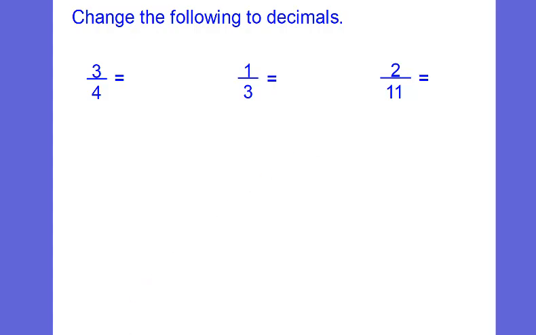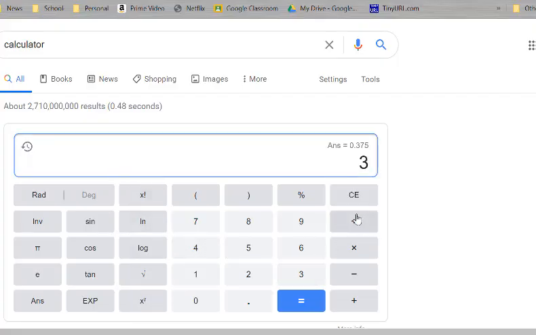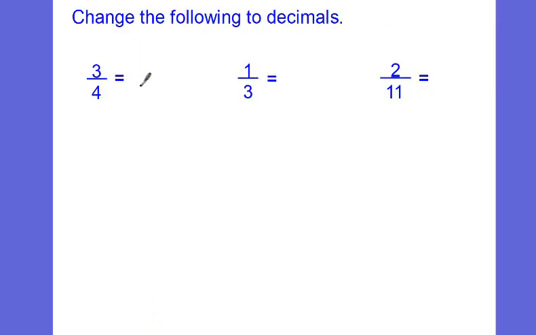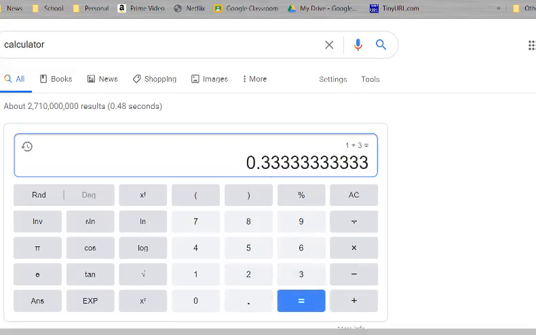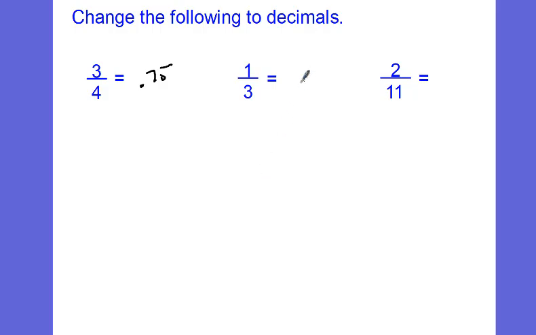If we were to go to our calculator and type in 3/4, 3 divided by 4, we would find out that its answer is 0.75. But 1/3 is a little bit different. 1 divided by 3 equals a whole bunch of 3s. So this is an example of a repeating decimal. Now we have to make sure that we understand how to write it. To write a repeating decimal, you write the number that repeats one time, and you put a bar on it. That's all you have to do. Just the number that repeats, and put a bar on it.